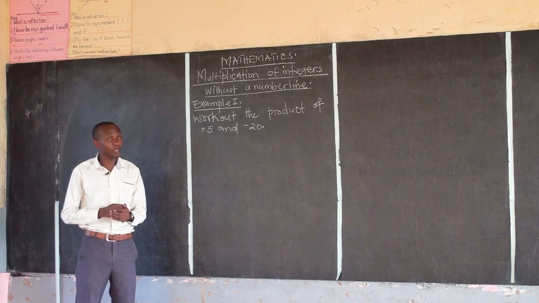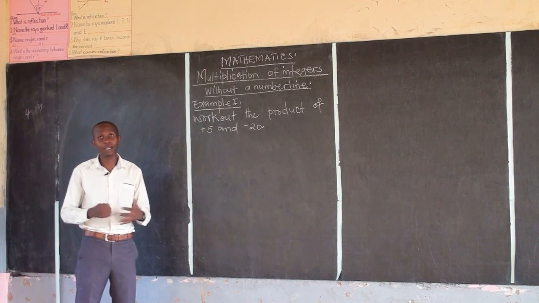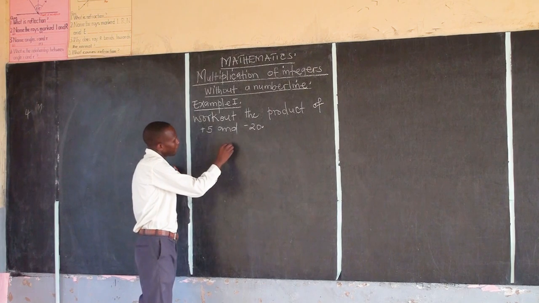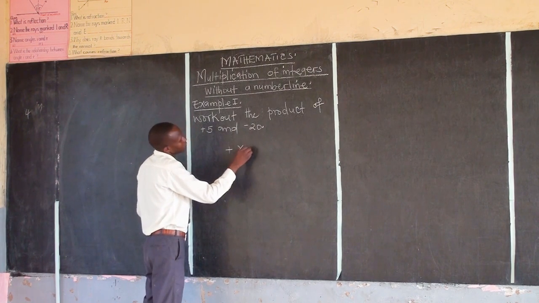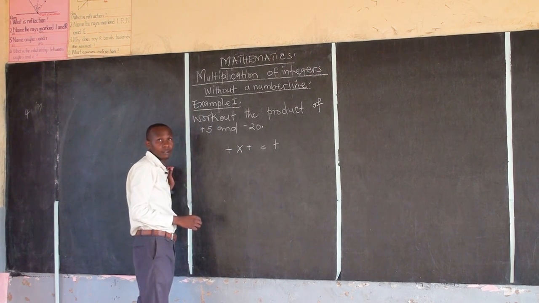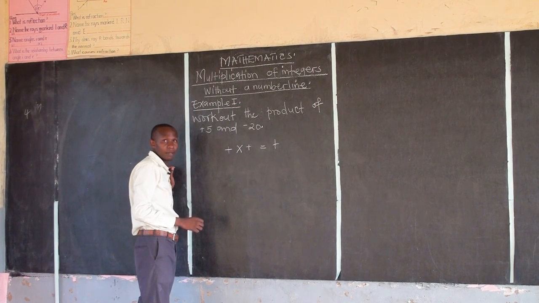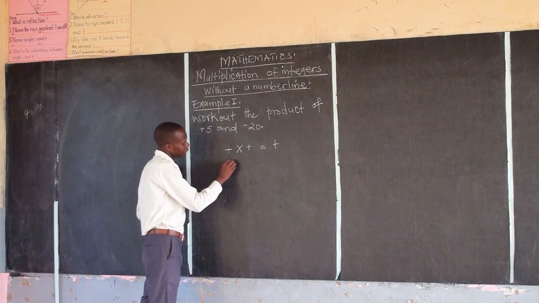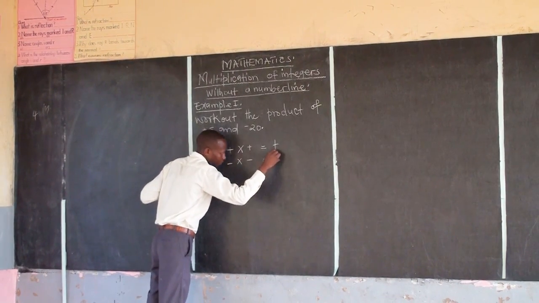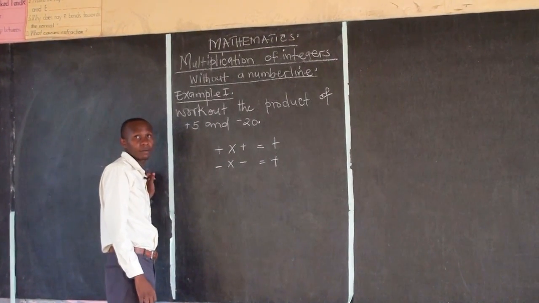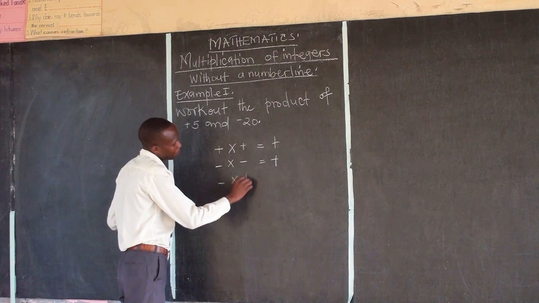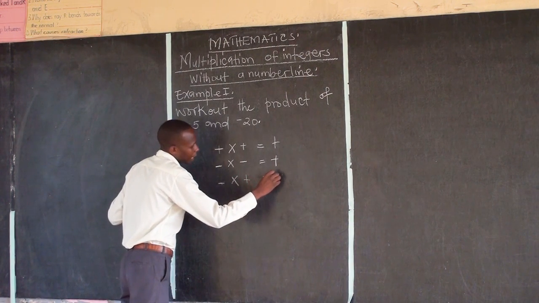Specifically considering the principles of indices, just like we had shared earlier. Remember we said that when you have a positive integer times a positive integer, it will give us a positive answer. At the same time, I also said when you have a negative integer times a negative integer, it will give us a positive integer. Then I said when you have a negative integer times a positive integer, it will give us a negative integer.